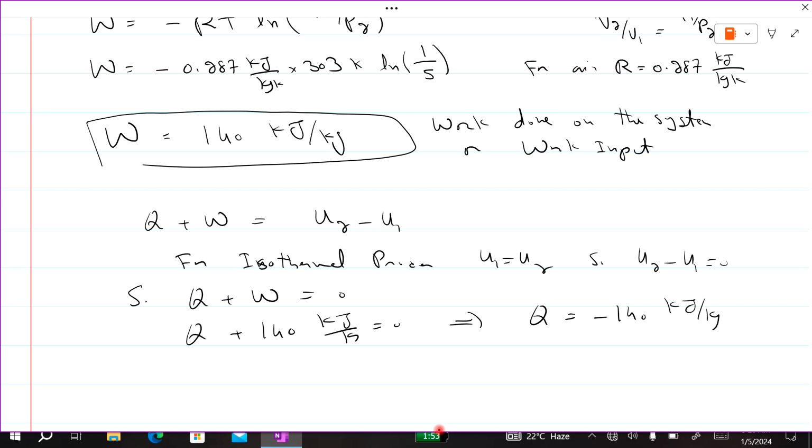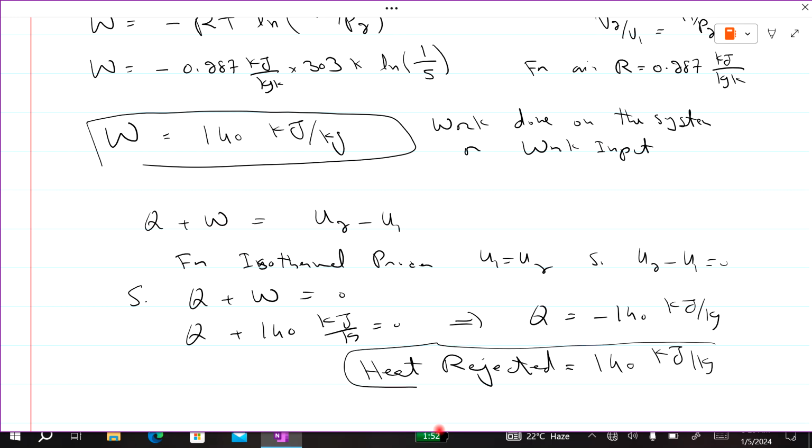The negative sign means that heat is rejected. So heat rejected is equal to 140 kilojoule per kg. And this is the final solution.